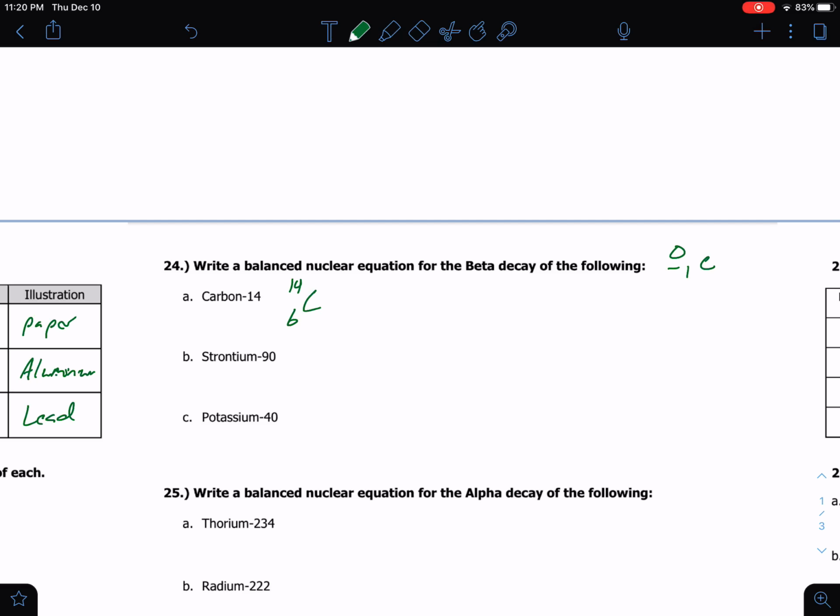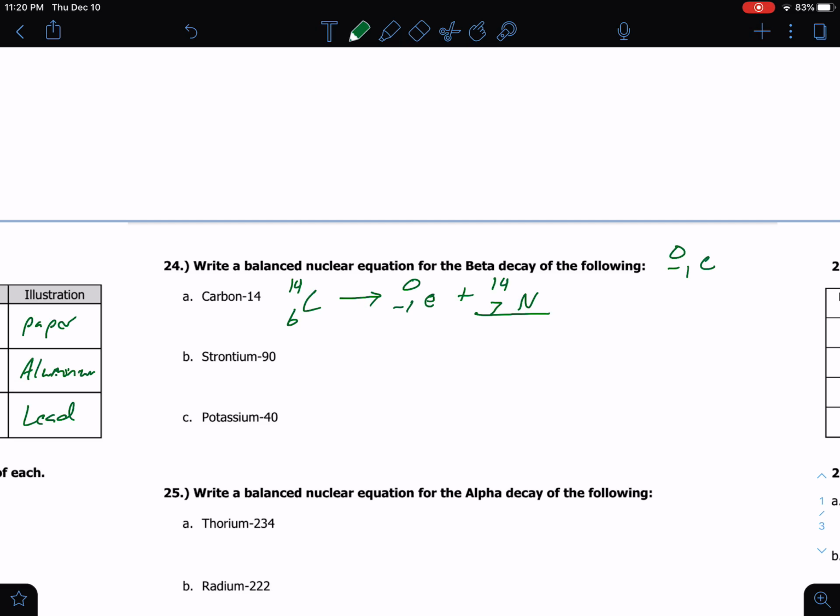We know it's going to be beta, so we're going to go ahead and draw our arrow with a 0, -1e, plus we need to figure out what it's going to change into. So what minus 1 gives me 6? That means 7 is going to be on bottom over here. And I have a mass number that's not changing on top up here. Now I look up 7 on the periodic table, and that is going to be nitrogen.